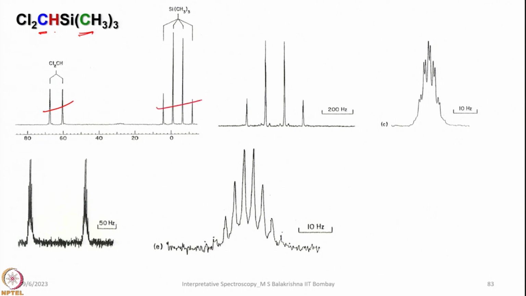But if we look into the fine spectrum of this one after expanding, on expanding this quartet, each line would consist of a septet, and each line of the septet is again a doublet. And similarly, if we look into the signals here in the doublet, each signal consists of 10 lines here.